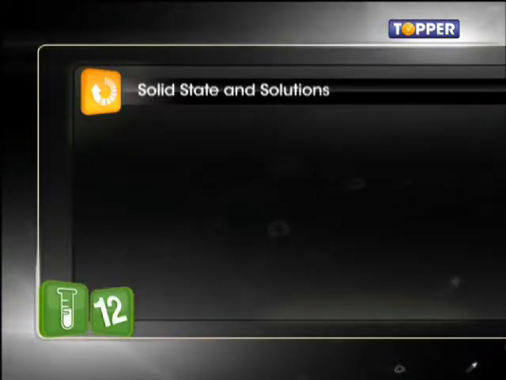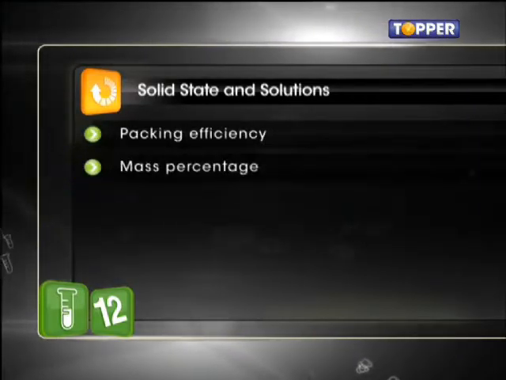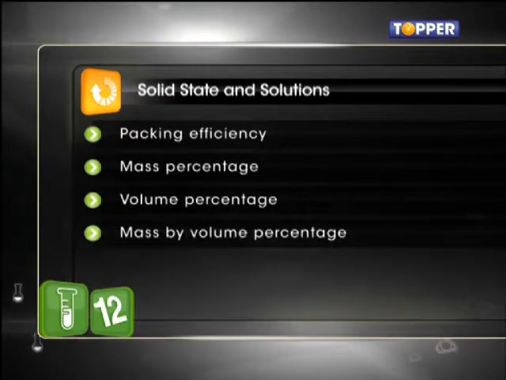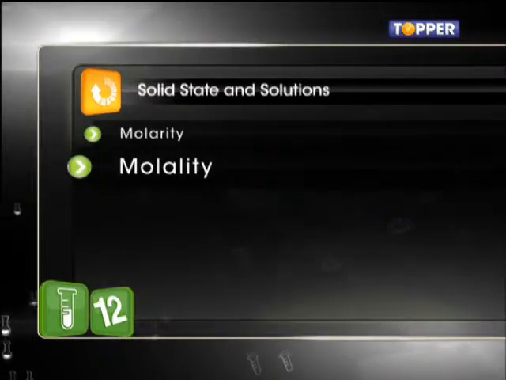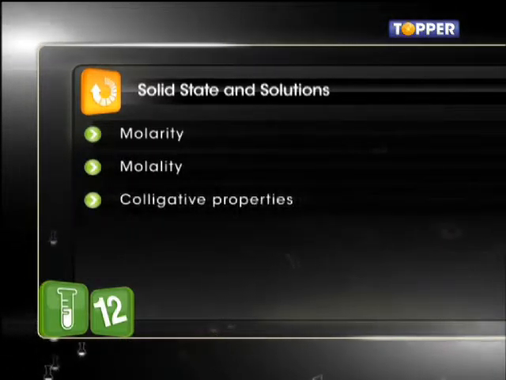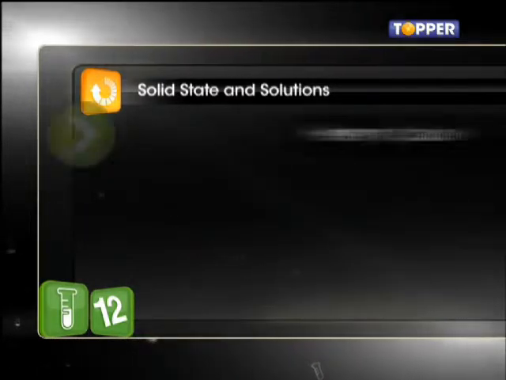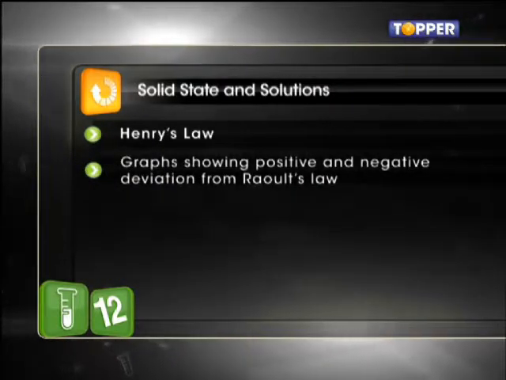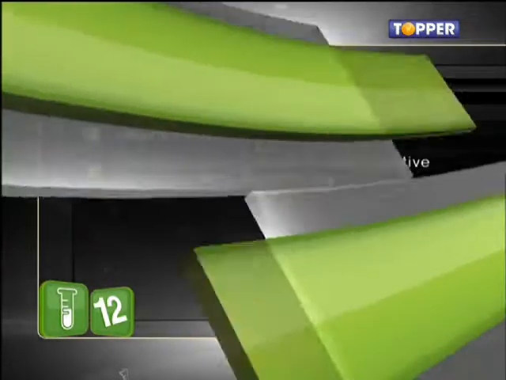From these chapters, you must have learned packing efficiency, mass percentage, volume percentage, mass by volume percentage, molarity, molality, colligative properties, ideal and non-ideal solutions, Henry's law, graphs showing positive and negative deviation from Raoult's law. Now I hope you're already through with these topics.